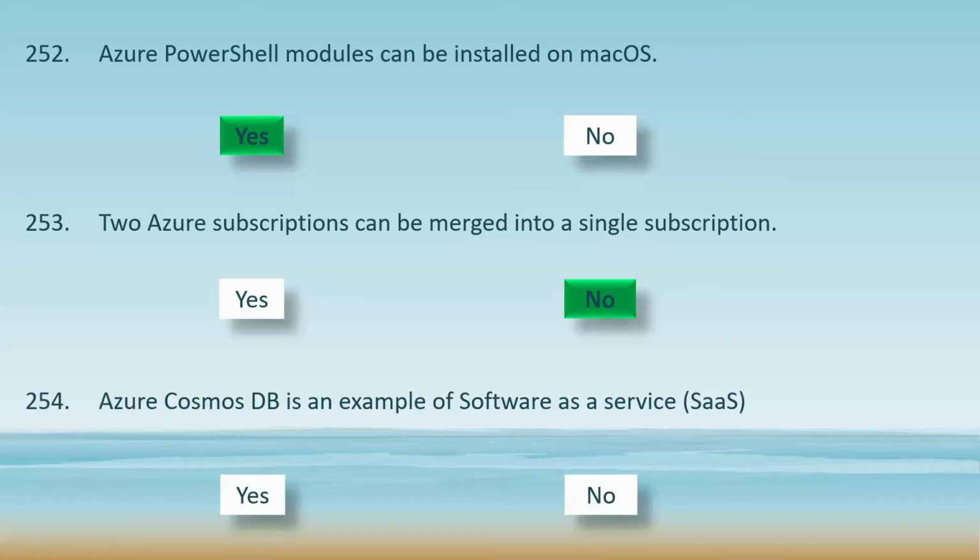Azure Cosmos DB is an example of software as a service, SaaS. And this statement is again incorrect. Azure Cosmos DB is a fully managed platform as a service offering.